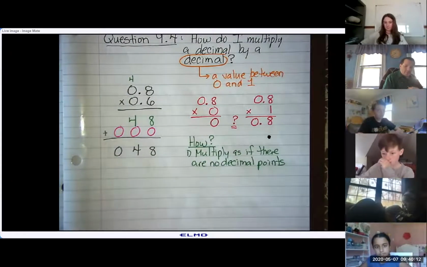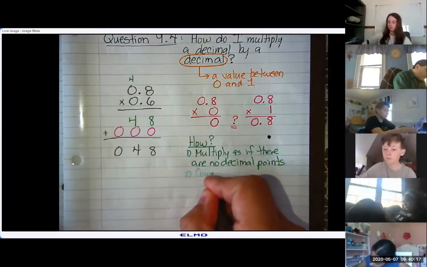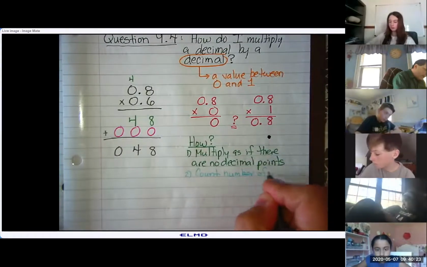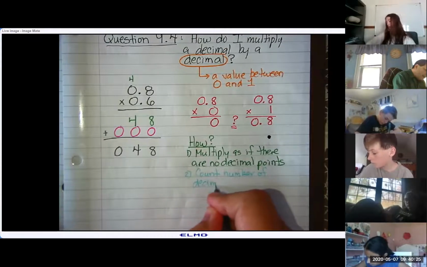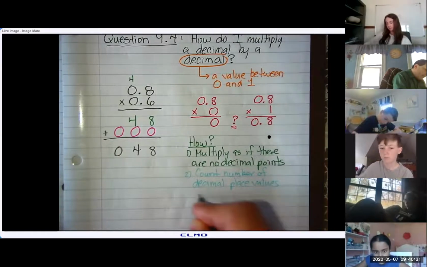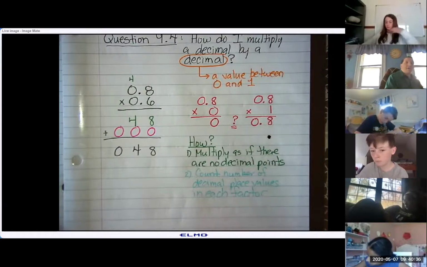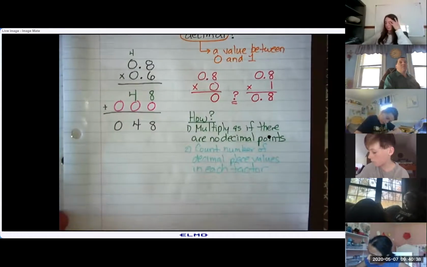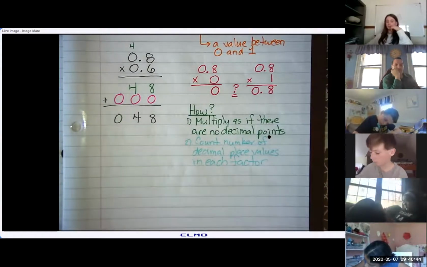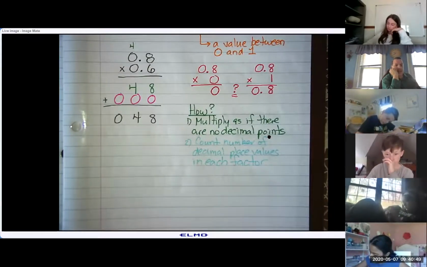Step 2 is to count the number of decimal place values in each factor. It's exactly like we did yesterday. The how is exactly the same.